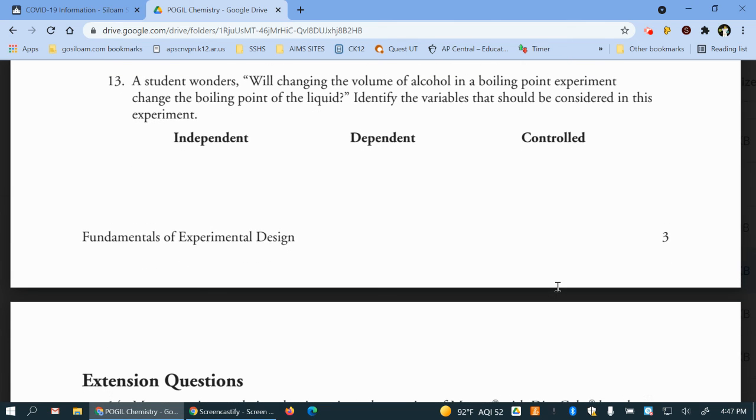Let's go to the final questions. A student wonders, will changing the volume of alcohol in the boiling point experiment change the boiling point of the liquid? Identify the variables that should be considered in this experiment. So what would the independent variable be? What would the dependent variable be? And then what would be controlled? So will changing the volume of alcohol change the boiling point of the liquid?